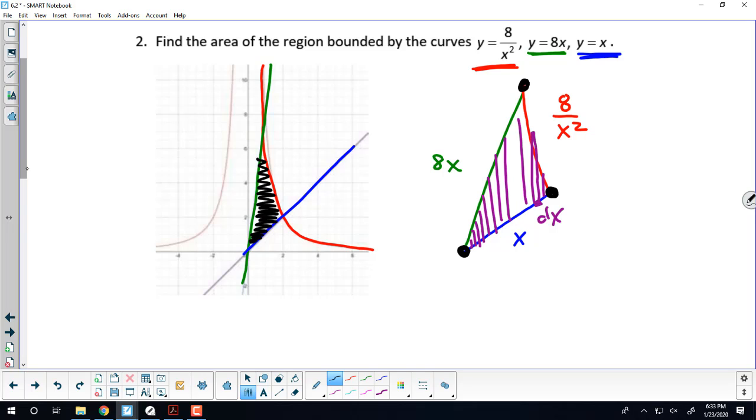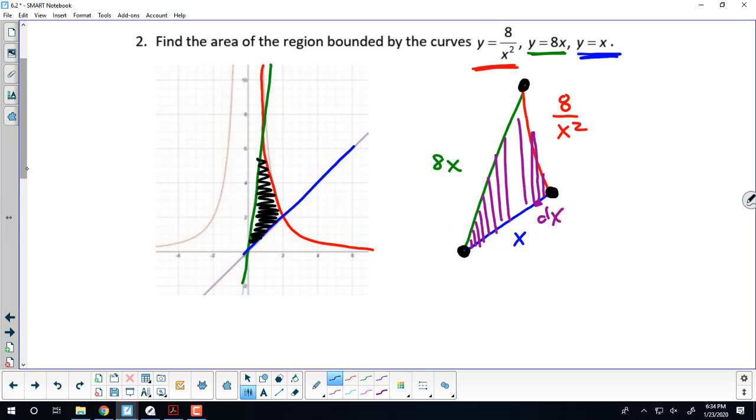But remember, when our slices, our rectangles, our elements, whatever you want to call those things, whenever they're running in the vertical direction, the height of those things are measured by what? How do I measure this height? Function minus the function. The function minus the function. Yeah, whichever function. Which function? Bottom minus top? Or top minus bottom?